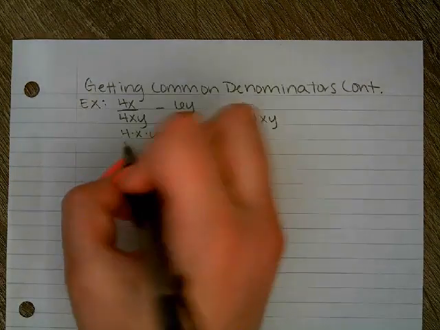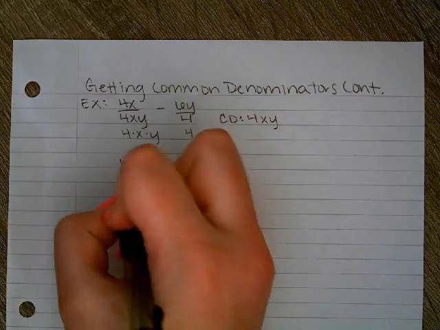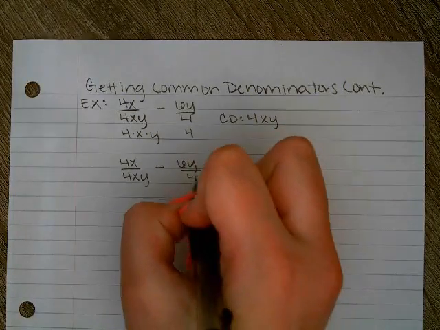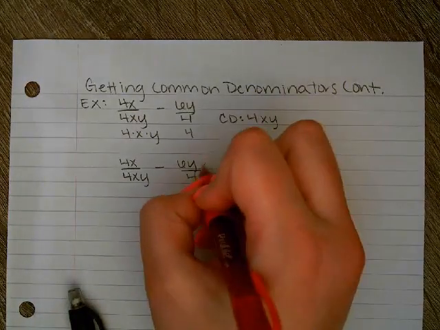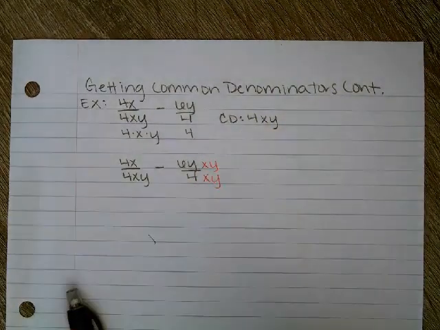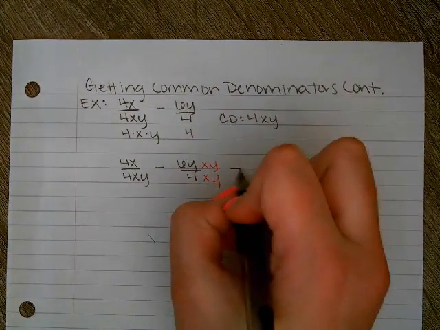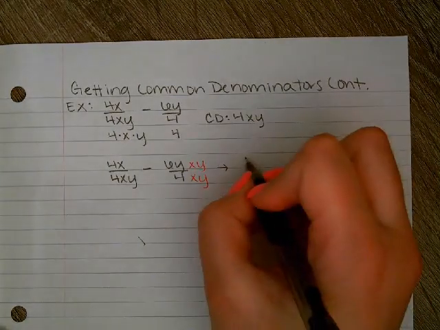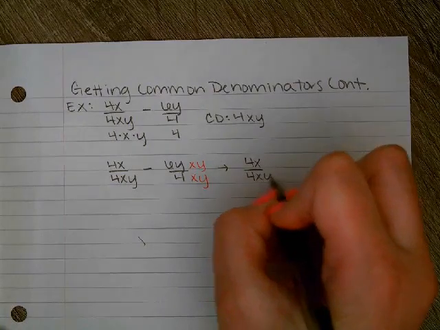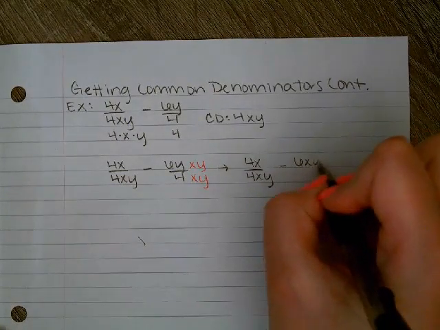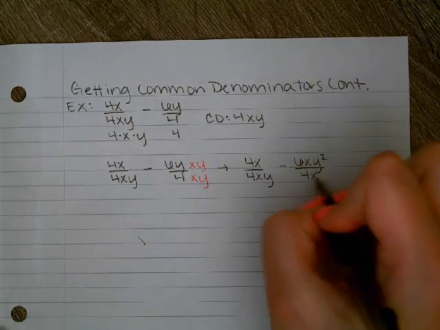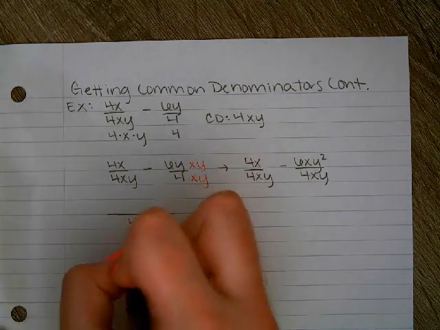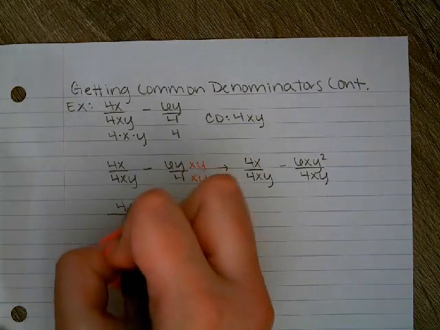So the first fraction has everything. We don't have to adjust that fraction at all. We just have 4x over 4xy. The second fraction only has the 4, so we're going to need to multiply by xy on the top and the bottom. All right, so I'll go ahead and write down what I have. So 6xy squared. So at this point, I'll write everything as one fraction with a common denominator.